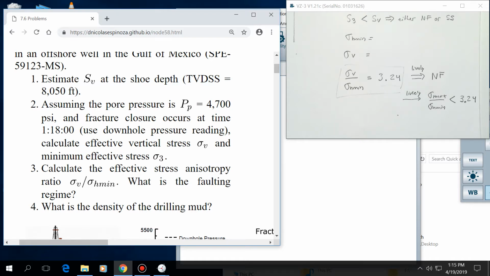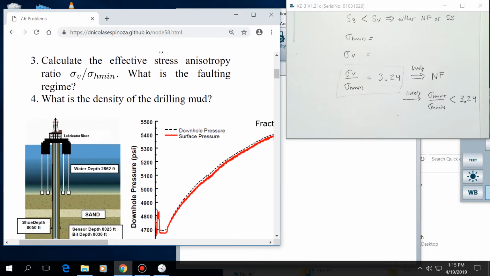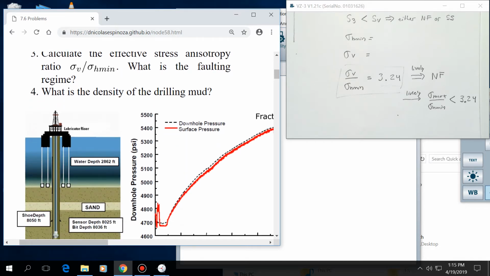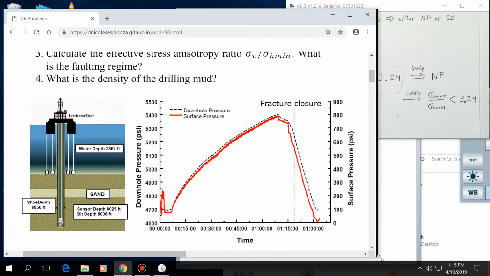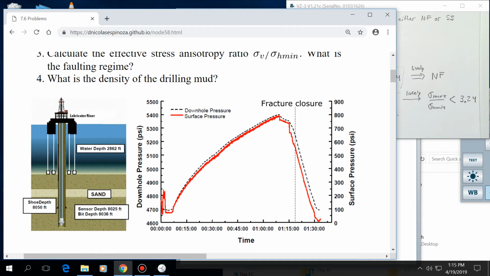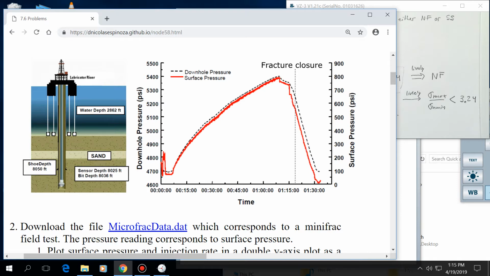Okay, so I have one more problem for you to solve. I want you to tell me what is the density of the drilling mud. How are we going to get this one? What we have to do is to use a reading of the downhole pressure before you start injecting.